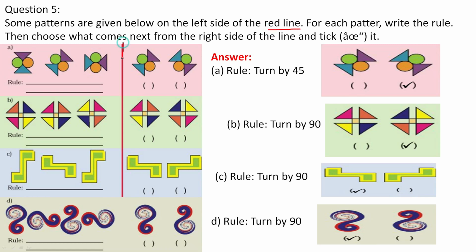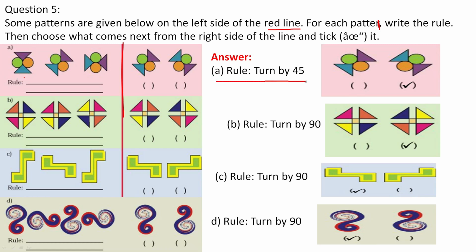Question number 5, some patterns are given below on the left side of the red line. The left side you can find the sum pattern. For each pattern, write the rule, then select what comes next from the right side of the line and put a tick mark. Here is the rule. What rule is followed here?